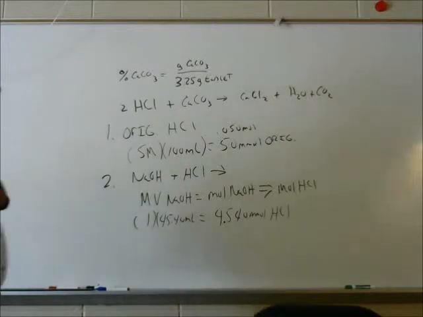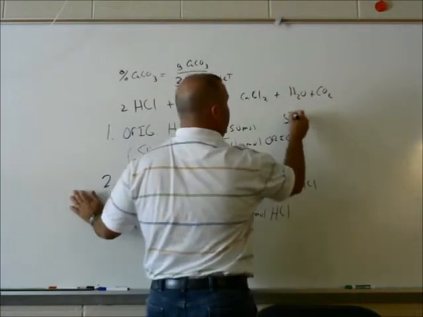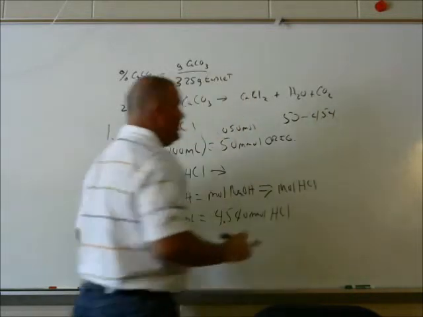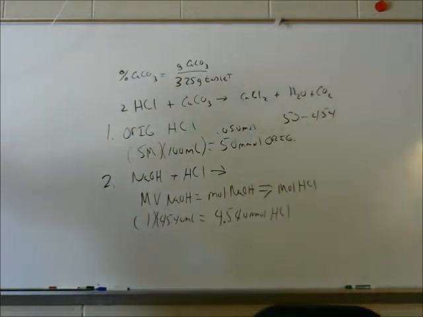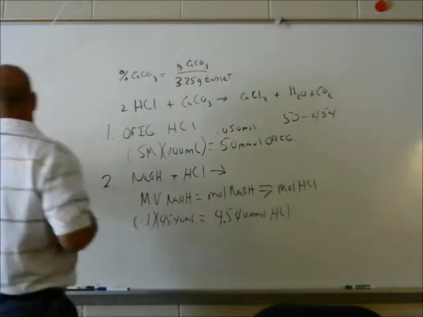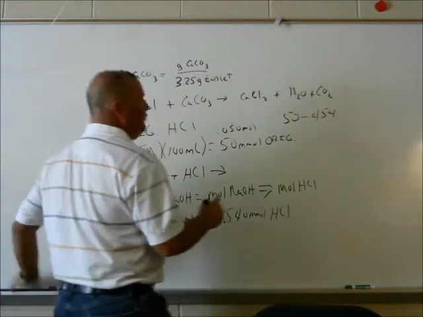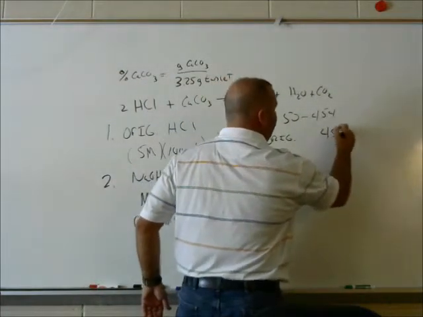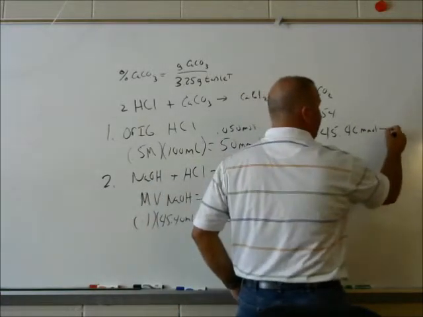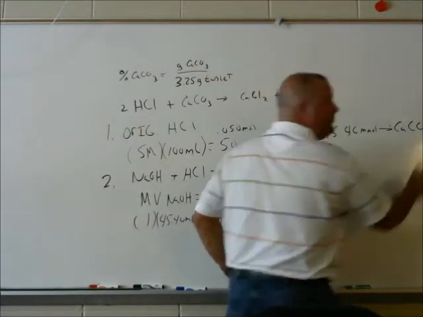So if I look at 50 minus 4.54, that tells me that I had an amount of HCl that reacted that was 45.46 millimoles. 45.46 millimoles that reacted with the calcium carbonate.